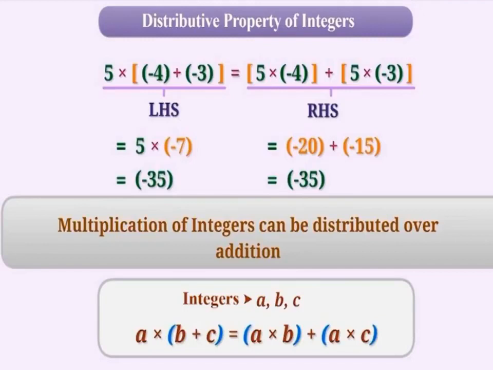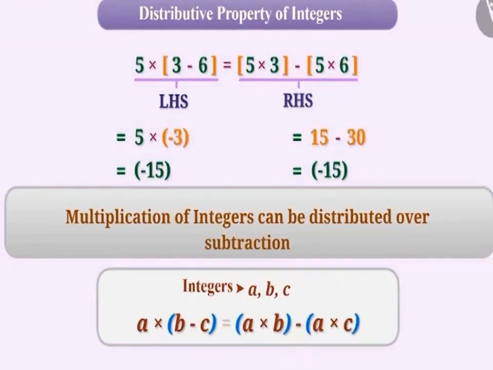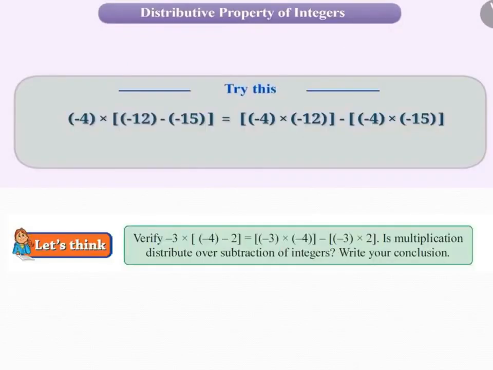So multiplication of integers can be distributed over addition. Here we take any three integers a, b, c. We write a into (b plus c) equal to a into b plus a into c. This is called the distributive property of integers. Now all of you do the homework for these two problems.